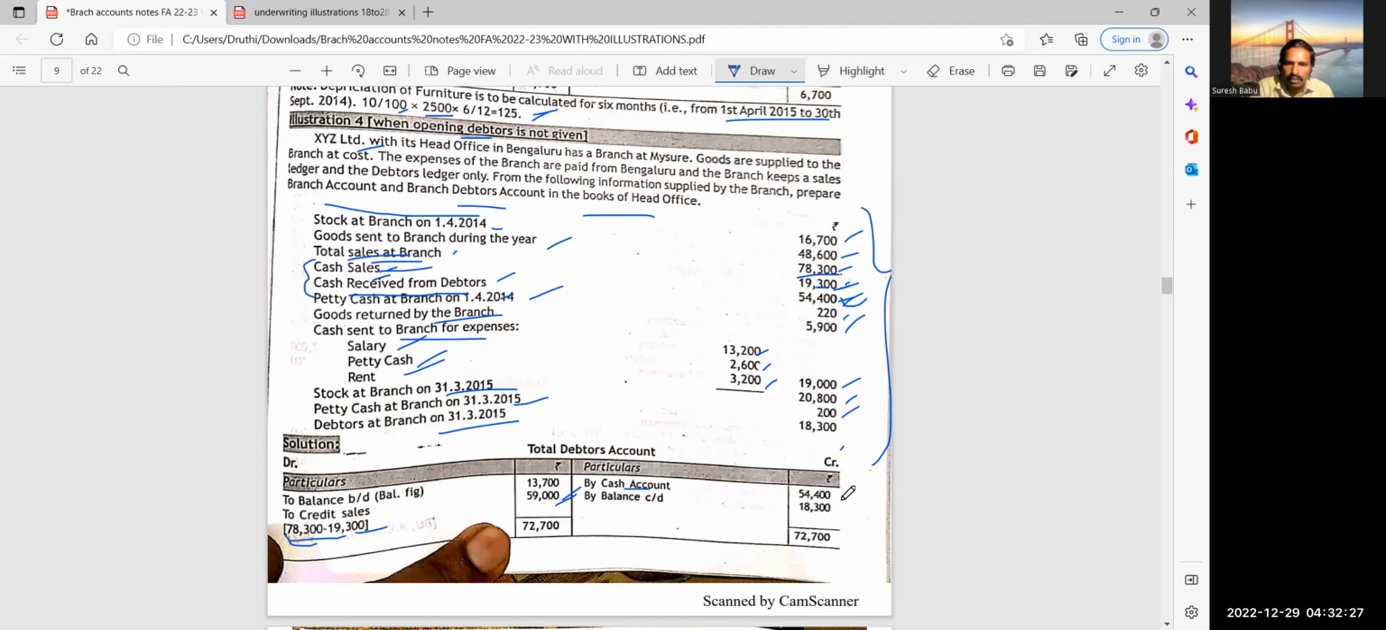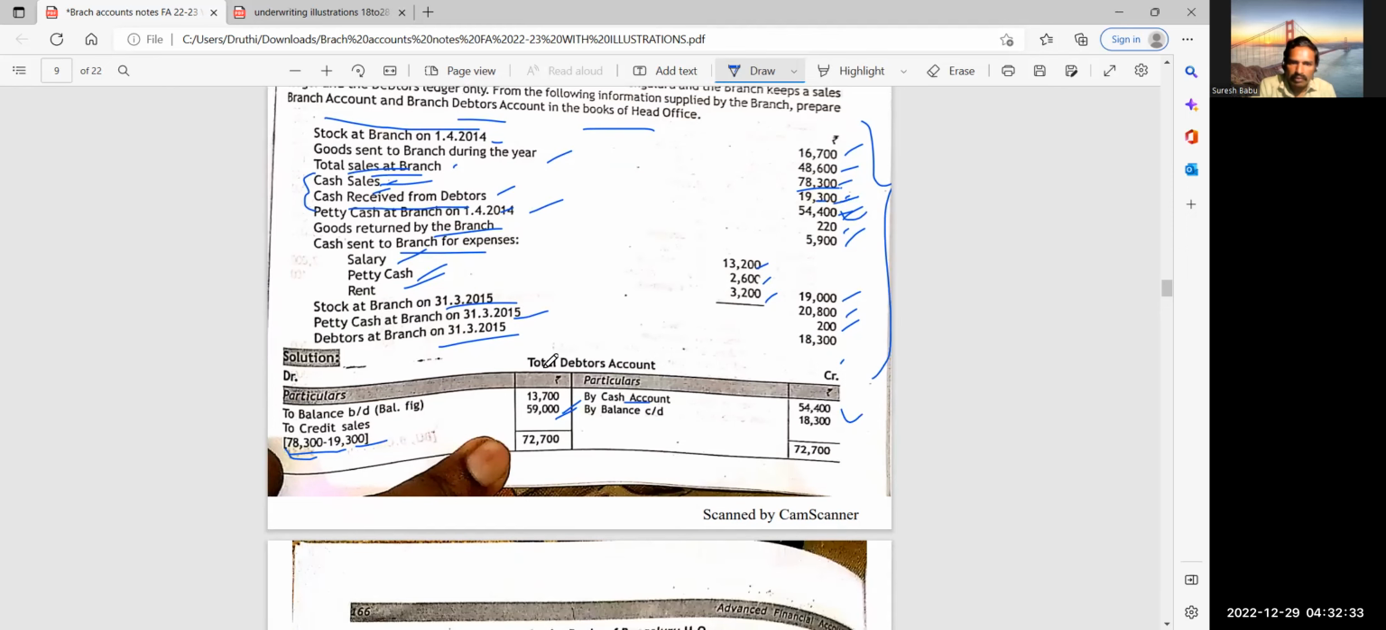See, cash account, 54,400. Now look, what is to be prepared first? Total debtors account. What is missing? Opening balance of debtors, which is the balancing figure. As usual, in the debtors account, first the opening balance is to be written. We do not know it, so we write to balance brought down, but the amount we won't write first. Next we'll write credit sales. How do you get it? Total sales minus cash sales.